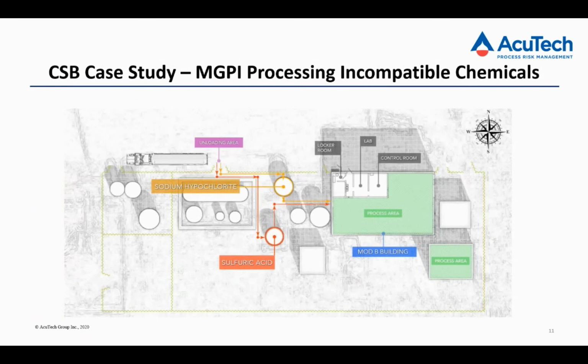So the MGPI plant was receiving tank trucks of various materials. Here you can see this purple little tag marks the unloading area. They were unloading trucks of sodium hypochlorite and sulfuric acid. Hypochlorite in orange, the sulfuric acid in red. The sodium hypochlorite was a 12.5% solution, and the sulfuric acid was a 30% solution. Again, all coming in by tank truck.